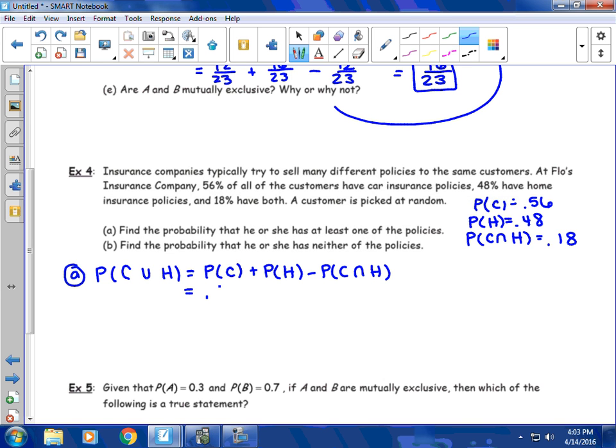Probability of car is 0.56. Probability of home is 0.48. Minus the probability of both of them at the same time, minus 0.18. Comes out to be 0.86. So an 86% chance.